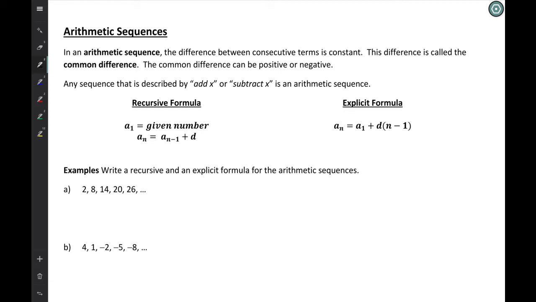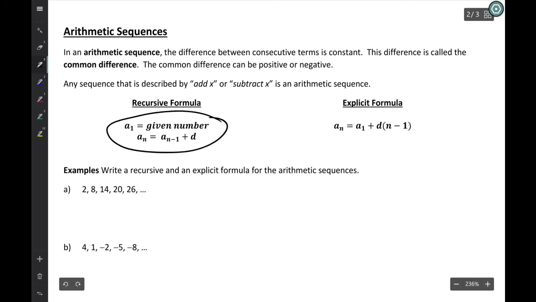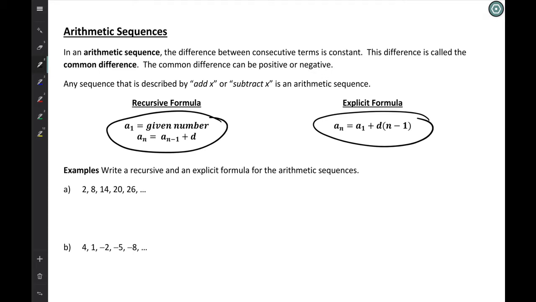We have two formulas here. One is recursive, where you need a sub 1, and then you define a sub n as the last term plus the common difference. And the other is an explicit formula, where you have a sub n is equal to the first term plus d times n minus 1. You just need to remember this. This is something that you should have ingrained in your mind at some point. So let's go through and try this.